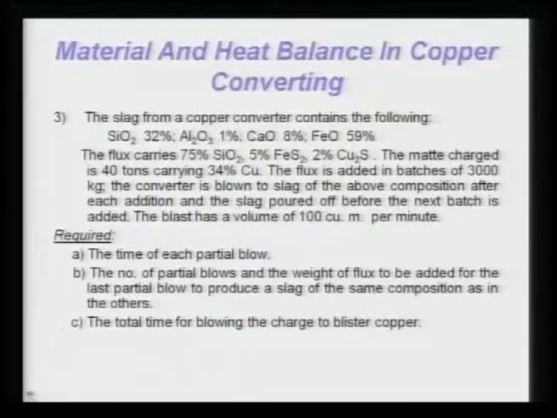So, first of all you have to know how many partial blows will be required in order to accomplish the complete removal of FeS, and that is what part B says: the number of partial blows and the weight of flux to be added for the last partial blow to produce a slag of the same composition as in the others, because it is possible the last partial blow may not require the full amount of flux, maybe less than that. So, you have to calculate that, and the total time for blowing the charge to blister copper, and the total time of course consists of slag forming time as well as blister copper formation stage. So, this is problem 3.